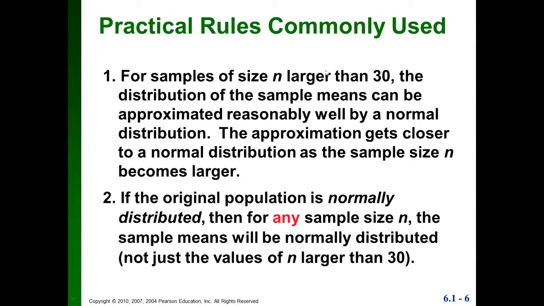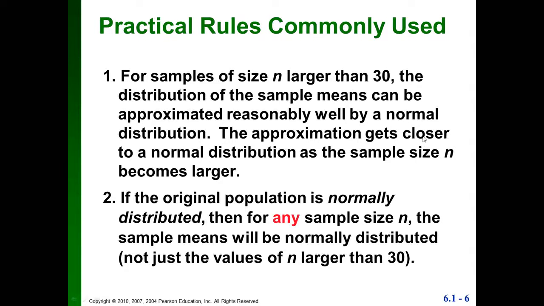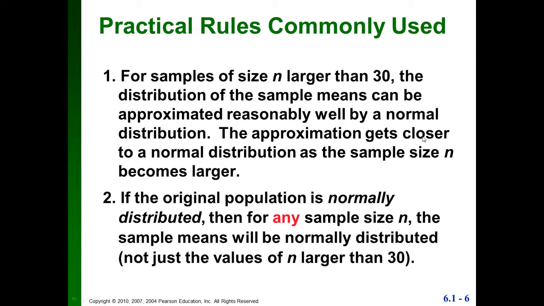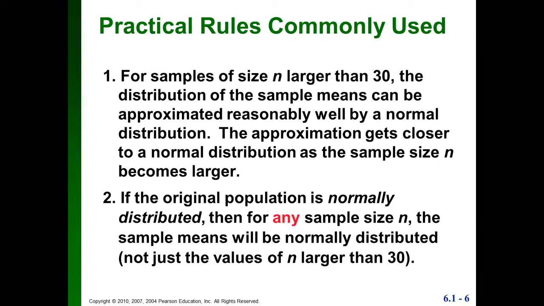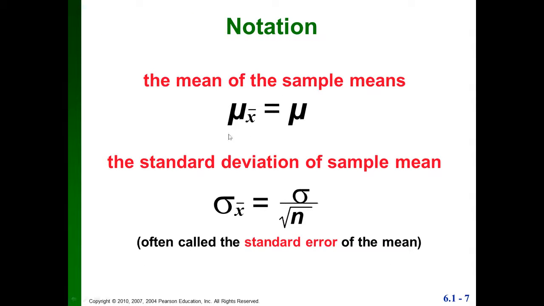So for size n larger than 30, the distribution of the sample means can be approximately normal, no matter what, as long as you have 30 or greater in your sample size. Now, if your original population is normal, it doesn't matter what size sample you had, because you already know it's normal.